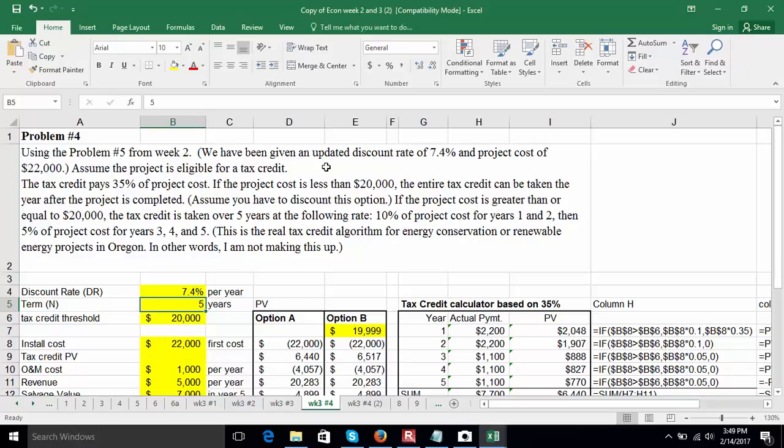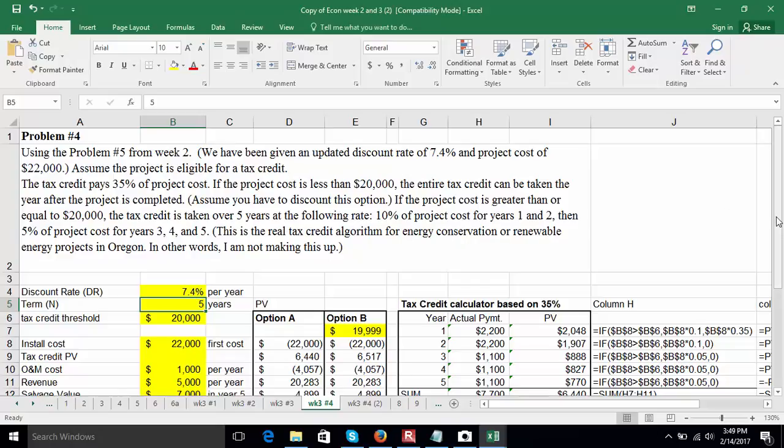And what we're doing is looking at a couple different options for our project. So let's just start with the information we have. The first one is that we have a discount rate or an interest rate of 7.4%. Pretty straightforward there. We're looking at 5 years, because we're going to have to calculate this in one of 2 ways. Either if we have a low project cost, we get all of the credit at the end, or if we have a higher project cost, we get the tax credit back earlier, 10% in years 1 and 2, 5% in years 3, 4, and 5.